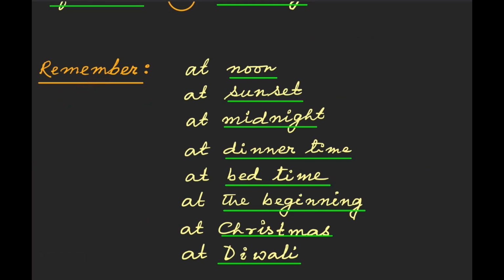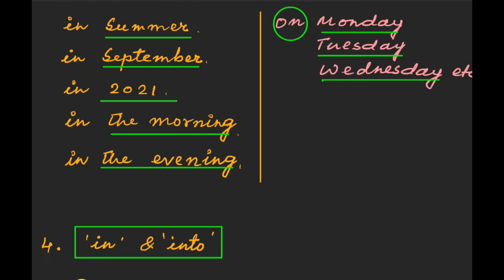Remember also, at is used here in this way: at noon, at sunset, at midnight, at dinner time, at bedtime, at the beginning, at Christmas, at Diwali. And in is used here in this way: in summer, in September, in 2021, in the morning, in the evening. And on is used before the day, on Monday, on Tuesday, on Wednesday, etc.